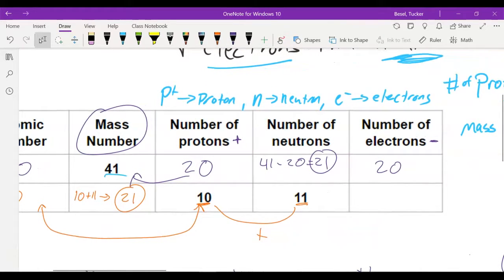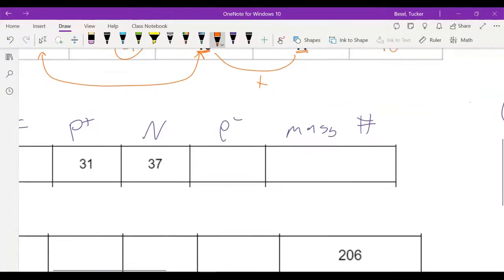And then just like before, this is a neutral atom, so the number of protons equals the number of electrons, so that would be 10 for the number of electrons as well. 10 positives, 10 negatives, that gives me an overall charge of 0, or neutral.